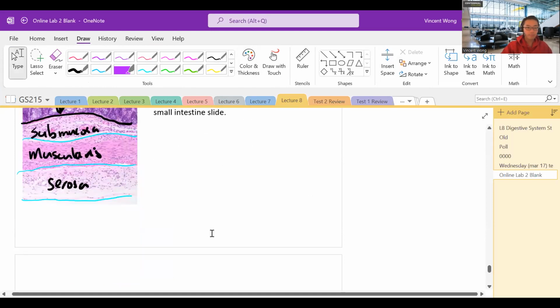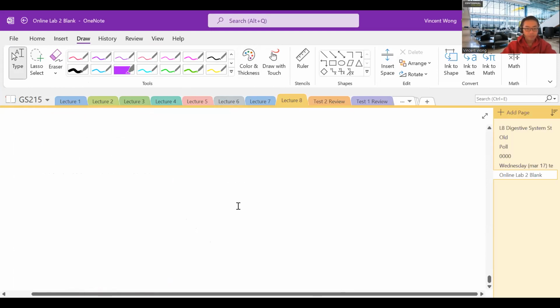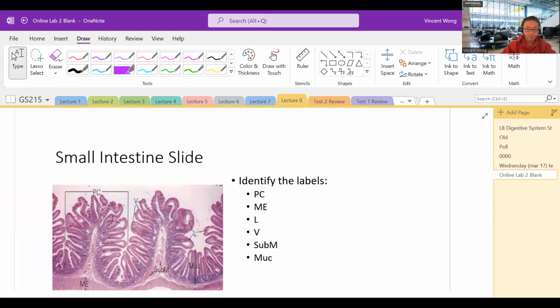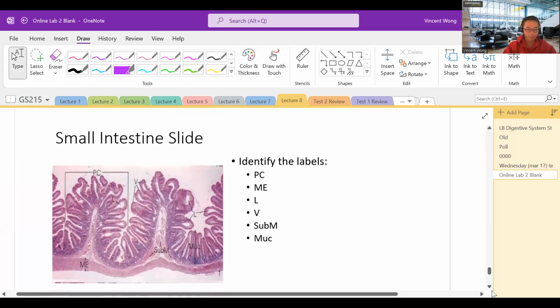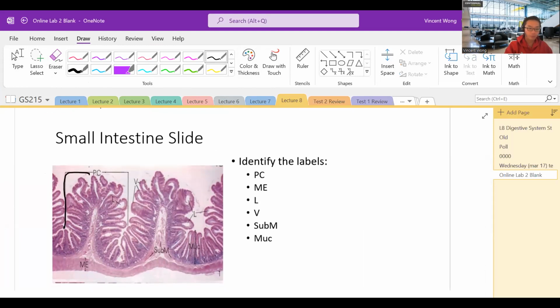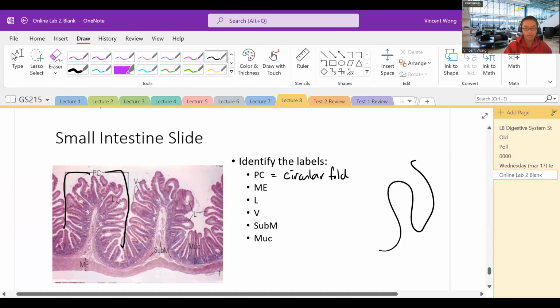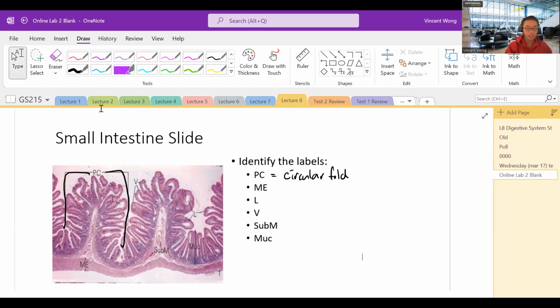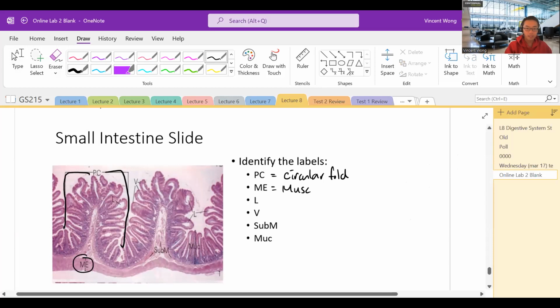Just 2 more slides. Identify the following. The labels look a little bit weird because we didn't learn it using those names. Those are the Latin names, which are more difficult to remember. So PC is talking about this whole thing, and we call it the circular folds. When we were doing the study guide earlier, remember, draw it out like that. That's the circular folds in the small intestine. The ME, which is right there, is the muscularis.